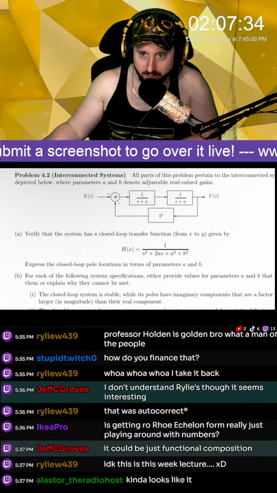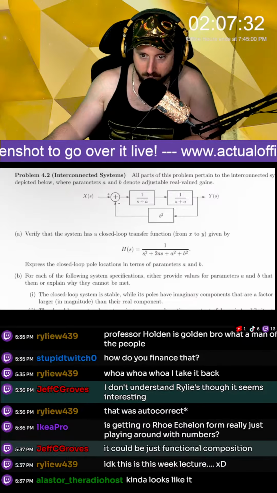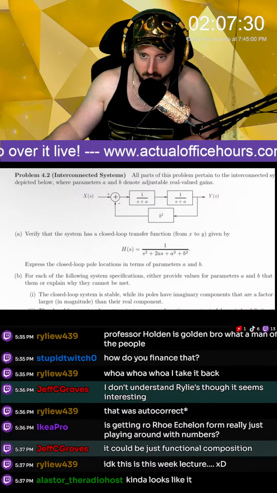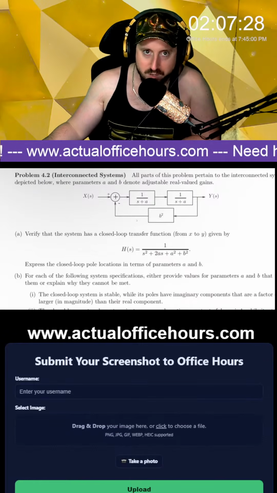Yeah, this almost looks like it, right? 1 over s plus a squared is 1 over s squared plus 2as plus a squared. But then I don't understand where the 1 over b squared comes from.